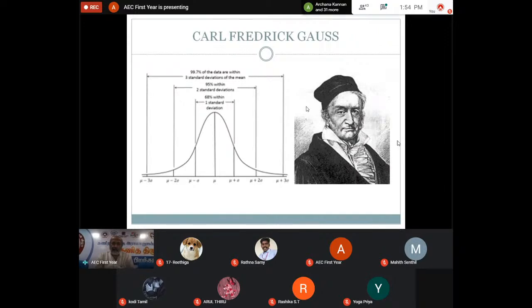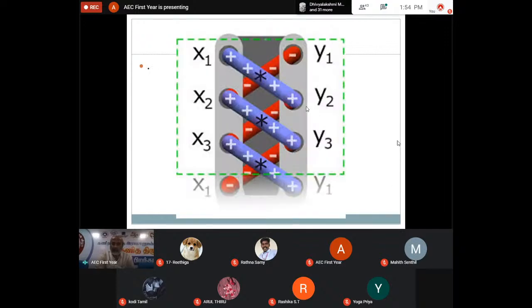Now, do you remember this man? This fellow is called Carl Friedrich Gauss. Gauss was a mathematician whom all of you study, because this kind of curve is called the Gaussian curve. And this Gaussian curve comes up in mathematics in so many ways. In fact, this is called the normal curve or a bell curve. So this Gauss was given this kind of a problem.